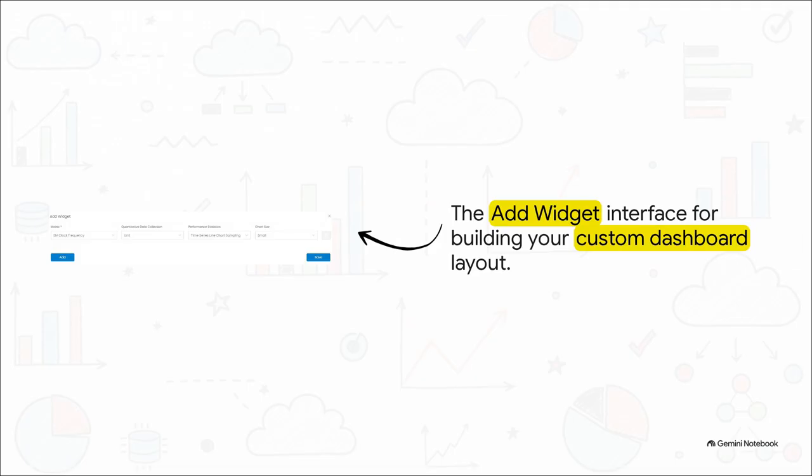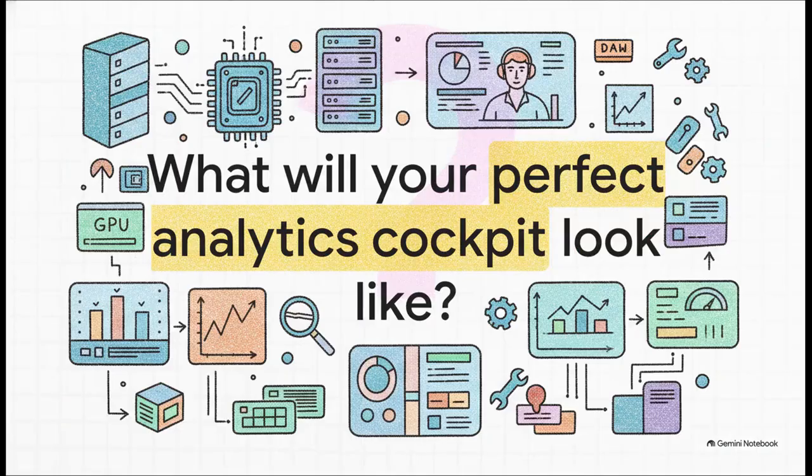All this customization happens inside the Add widget interface. Operators use this really simple menu to select their specific metric, say SM clock frequency, and then they choose their data collection type. Next, you pick your statistical format, maybe a time series line chart, and finally select the chart size. It's a highly intuitive drag-and-drop experience that lets you build a view tailored exactly to the workloads you care about the most. The tools are all right there, just waiting for you to turn raw telemetry into actionable intelligence.